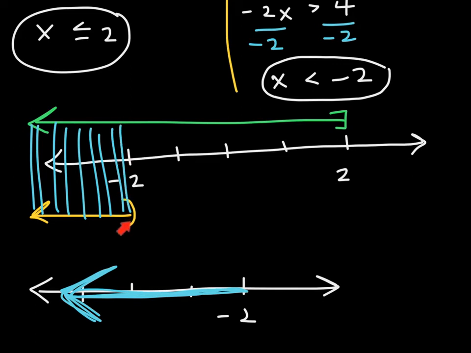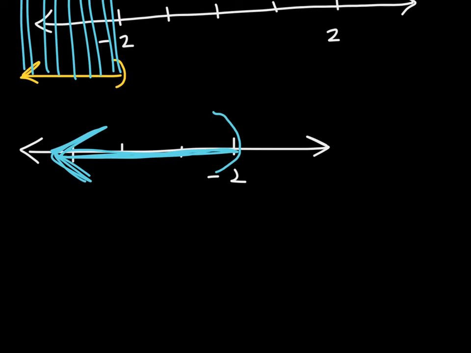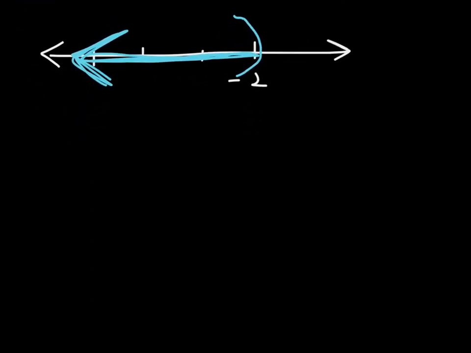Is it? Well, negative 2 is clearly in the green set. Is negative 2 in the yellow set? No, because there's a parenthesis. A parenthesis at negative 2, because of that strict inequality, means negative 2 is not included in the yellow set. So if negative 2 is only in one of the sets, that means it does not make it into the intersection, which means there has to be a parenthesis there, not a bracket. All right, we have the final graph of our solution set.